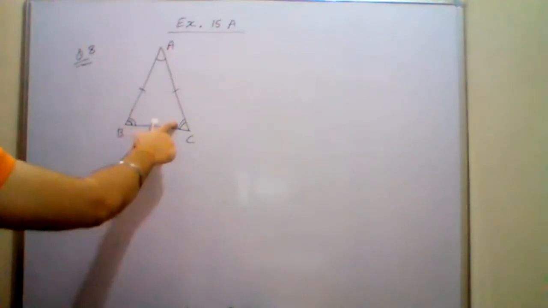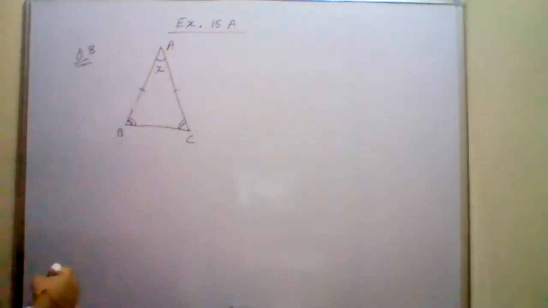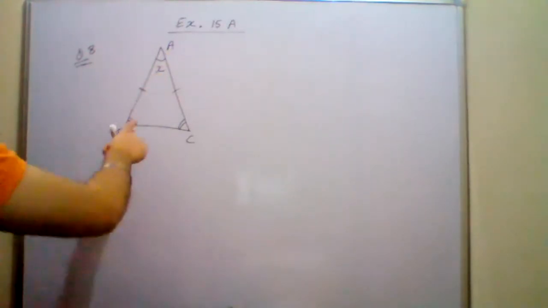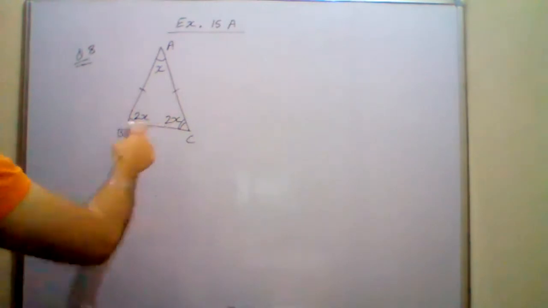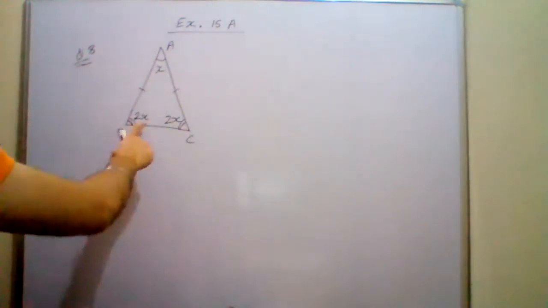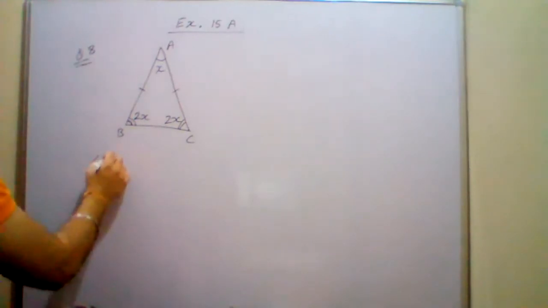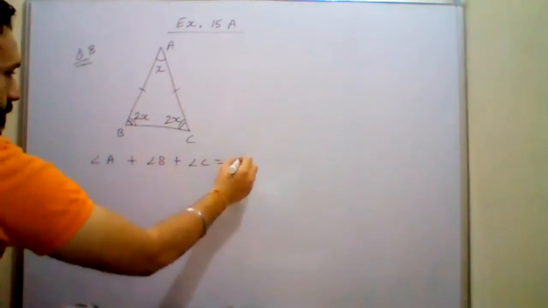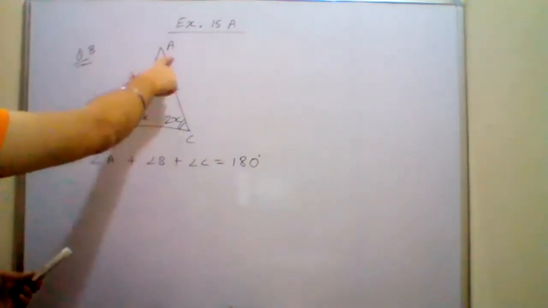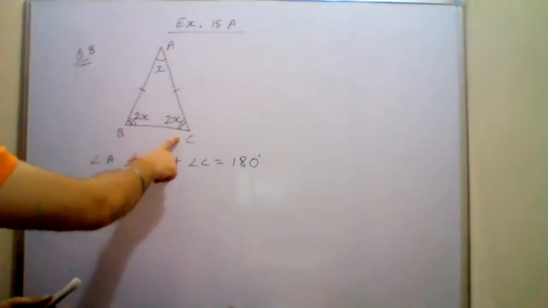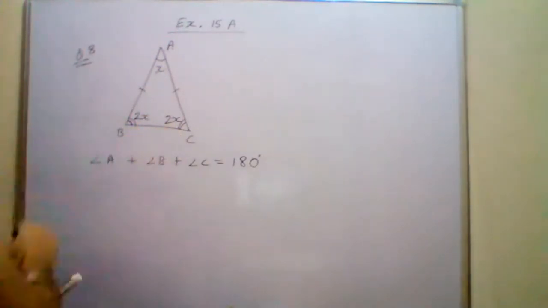Each of the equal angles of the isosceles triangle is twice the third angle. If the third angle is X, then the two equal angles will be 2X and 2X. Clear or not? So these are the three angles, X, 2X and 2X. Now you all have to find all the three angles of the triangle: angle A plus angle B plus angle C. But how are B and C 2X? Because it is given in the question that each of the equal angles is twice the third angle. If the third angle is X, that means the two equal angles are 2X each. Clear?